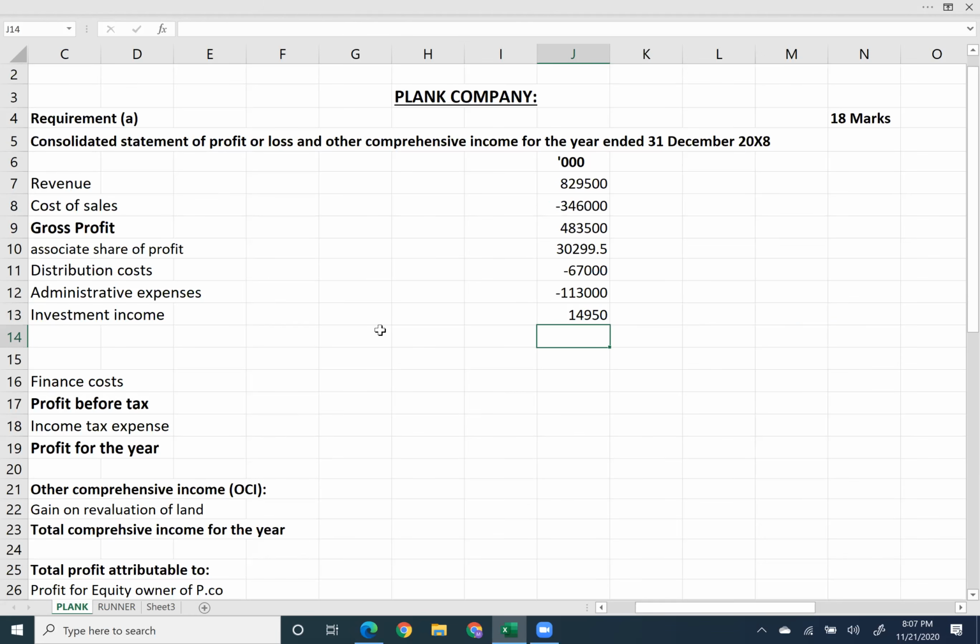Let me correct the distribution cost. There is a little error. Yes, 58,000 minus how much? It was 12,000. Sorry. Now the distribution cost is correct. You can check. There was a little error in distribution cost.